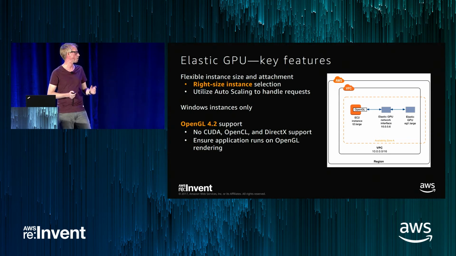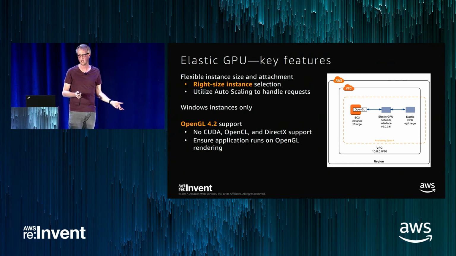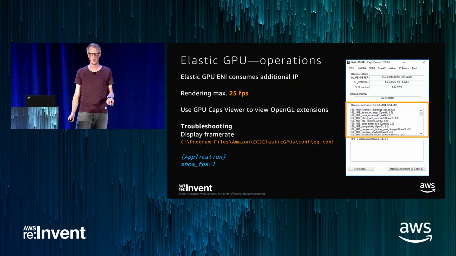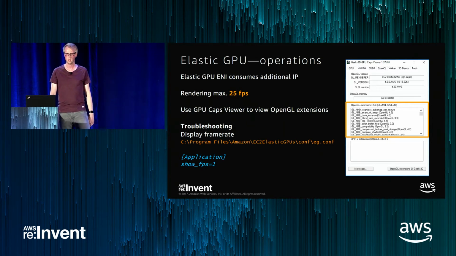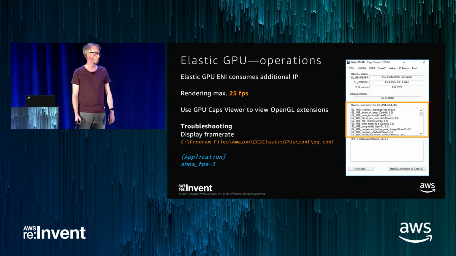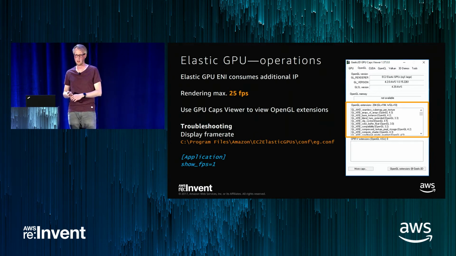Also, as you can see on the picture, the Elastic GPU is attached over the network. So keep that in mind, because it consumes an additional IP address in your VPC subnets. So if you want to run this, make sure your VPC subnets are big enough, because otherwise you run out of IP addresses. To conserve bandwidth, the rendering happens at 25 frames per second maximum. So keep that in mind as well.